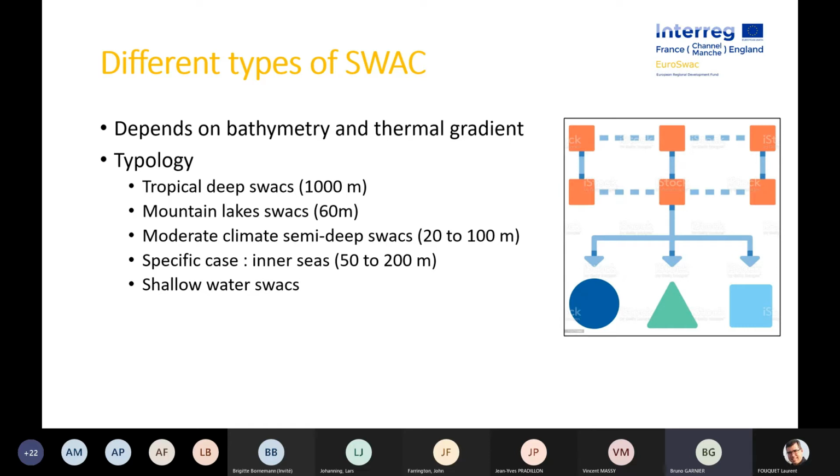There is a specific case about inner seas like the Mediterranean Sea, but I'm not going to go deep inside. And there are some shallow water SWACs that take the water really in shallow water.